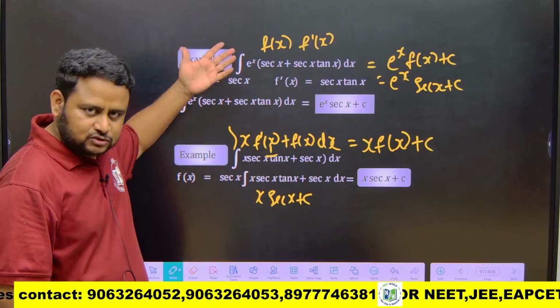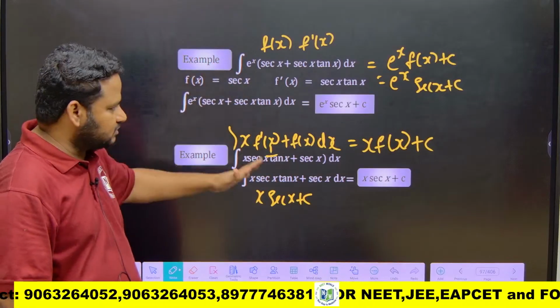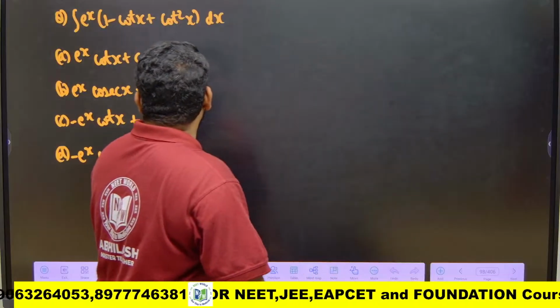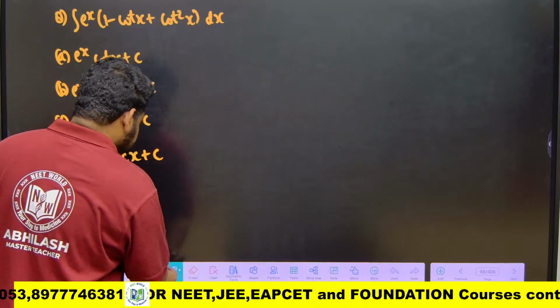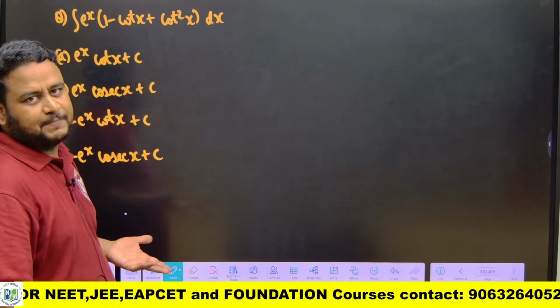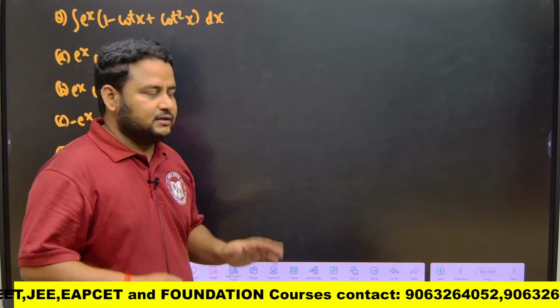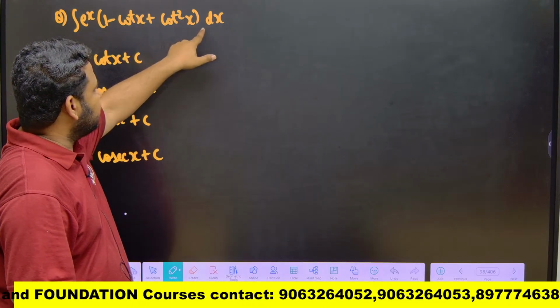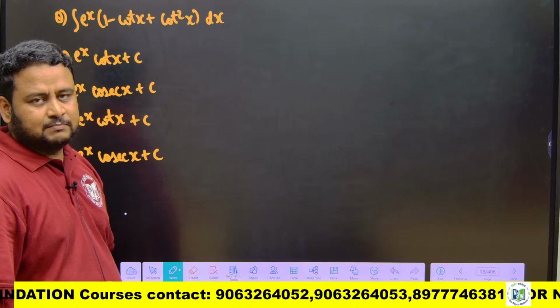First I told you the formula, then we saw some examples. Now let us see some questions based on this. Looking at this question, you will feel that you have to do integration by parts, but that is not required here. It is given: the integral of e power x into 1 minus cot x plus cot square x dx.